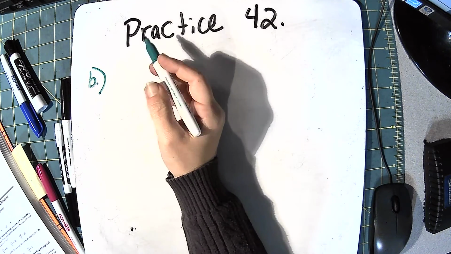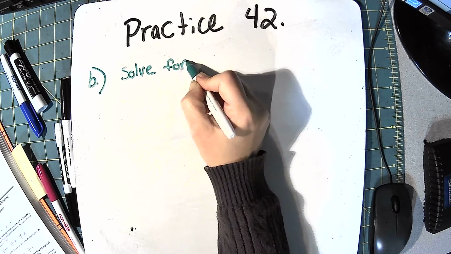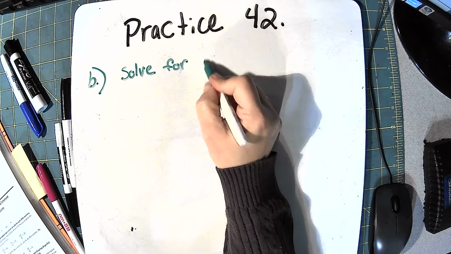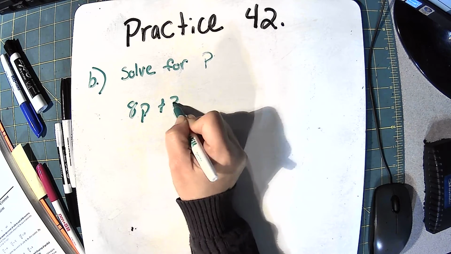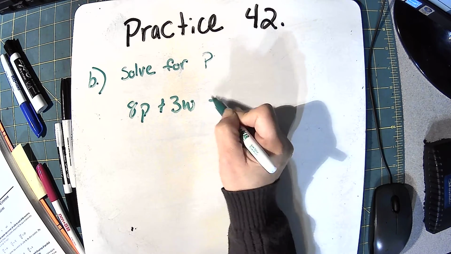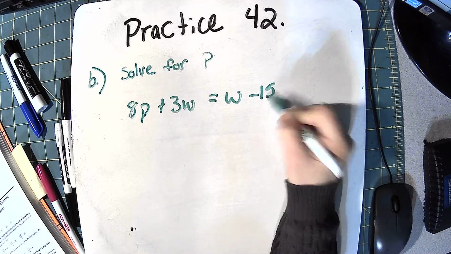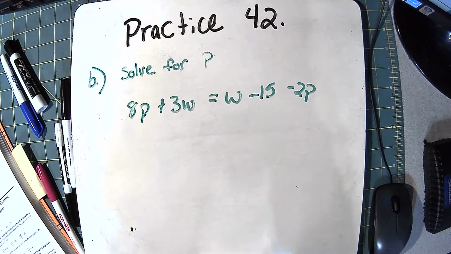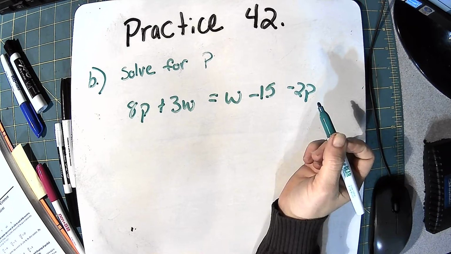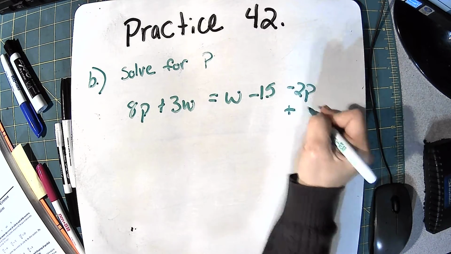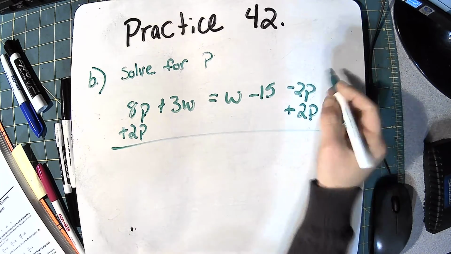B is, we're solving for P. I've got 8P plus 3W equals W minus 15 minus 2P. Now, first thing I'm going to look for is any like terms, and I do not see any like terms in there. I'm trying to get my P's all together, so I'm going to add this 2P to both sides first.